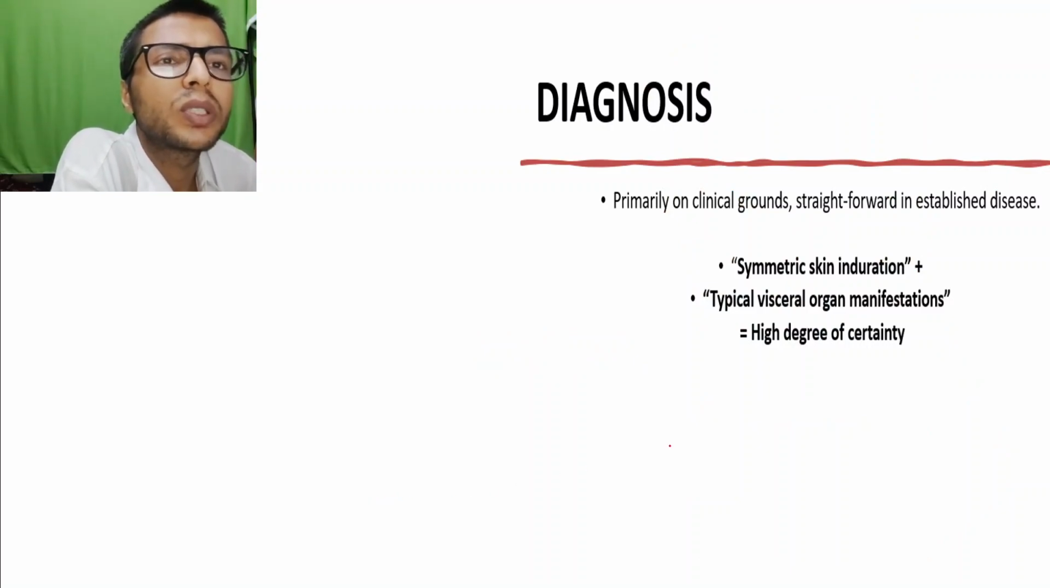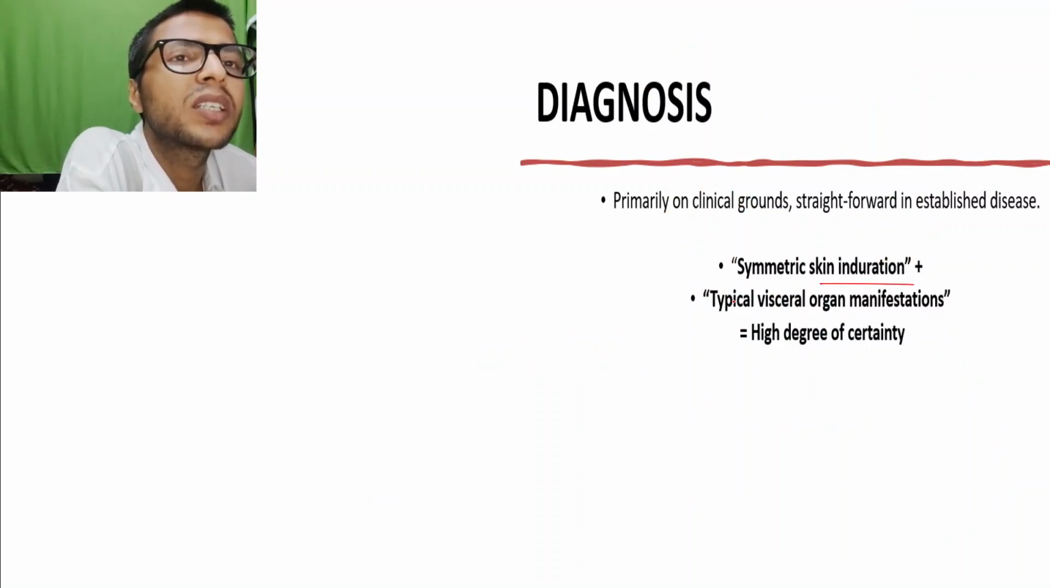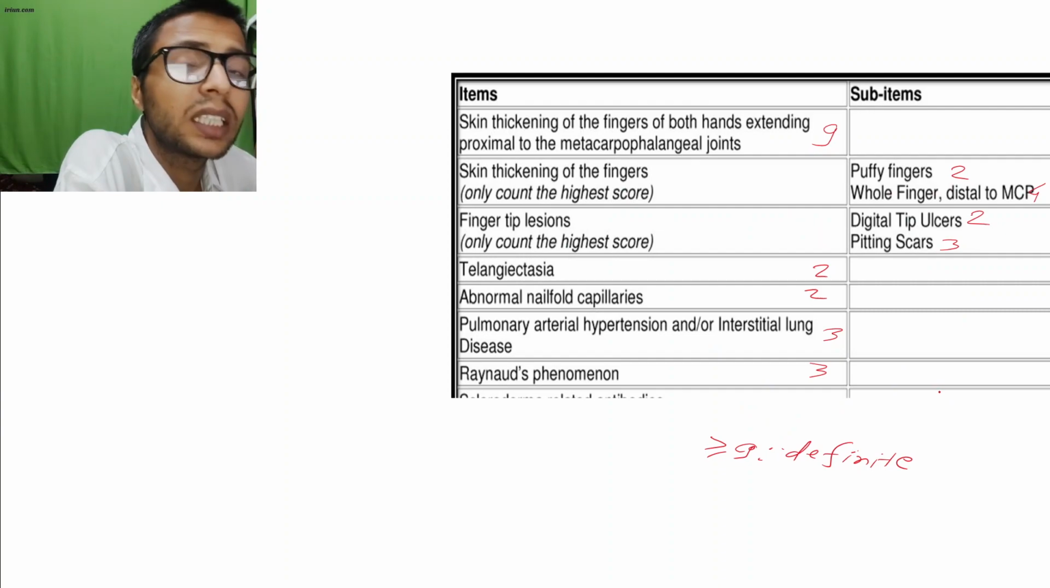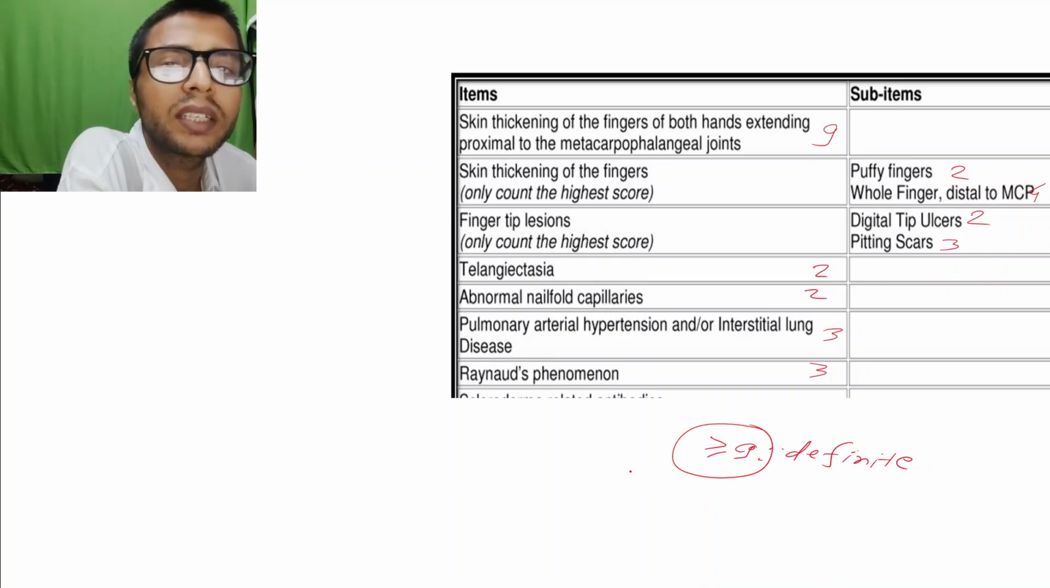So how do we diagnose? Apart from skin induration, if there is typical visceral organ involvement, then we can say with a high degree of certainty that there can be systemic sclerosis. And there is one EULAR criteria, and in this criteria, if the score comes to 9 points or greater, we can definitely call this systemic sclerosis. You can see the highest points, 9 points, are given for skin thickening of the fingers of both hands extending proximal to the MCP joints.